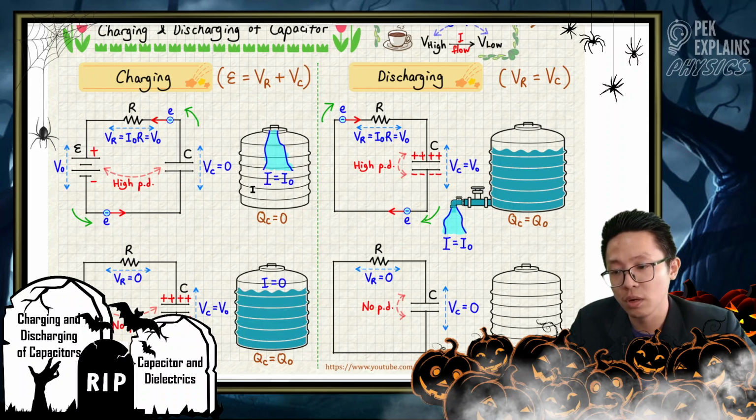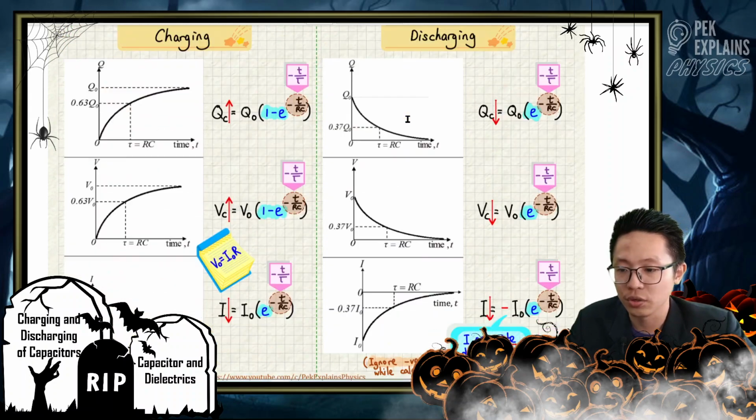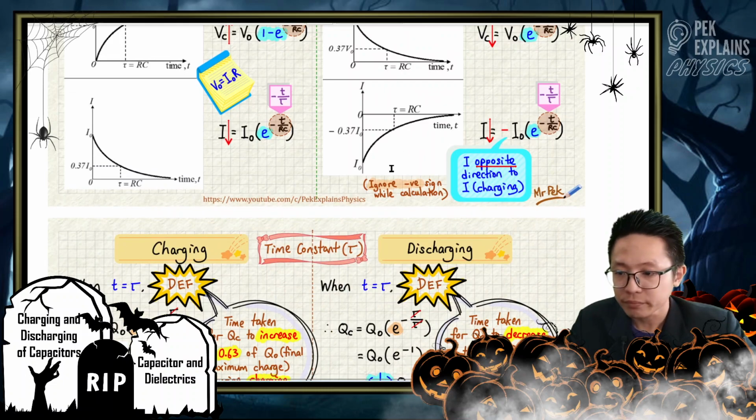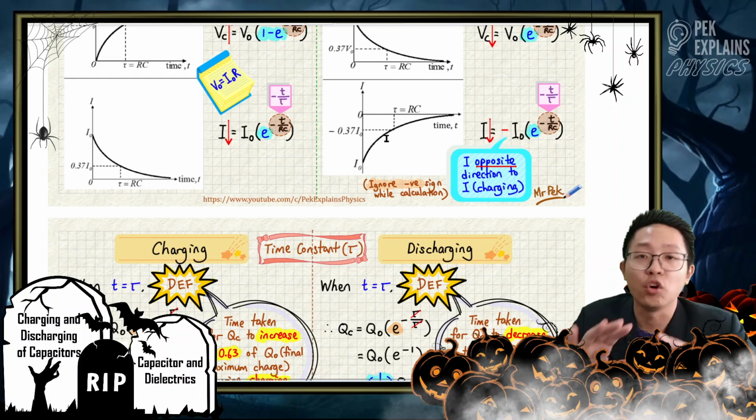This one is from the upper plate to the lower plate. This one is from the lower plate to the upper plate. So it's the opposite direction. That's why the current for the discharging process has a negative sign, to show that the current is in the opposite direction to the one in the charging process. Charging is positive, discharging current is negative, to show that these two currents have opposite directions.